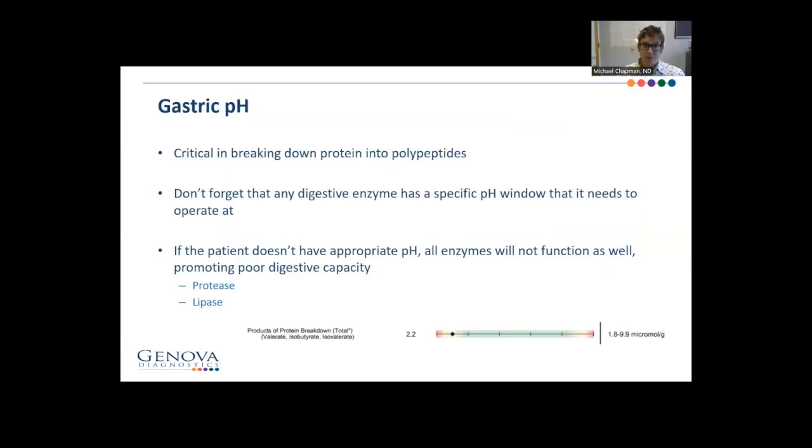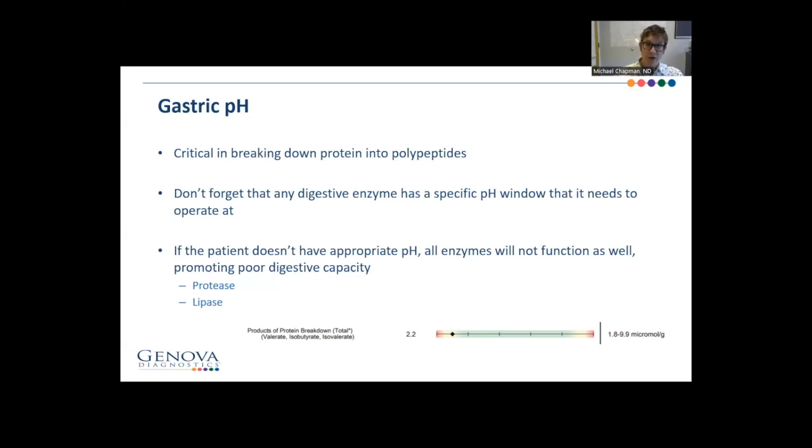So let's talk a little bit about how to have some tools around some of these digestion improvement elements. Gastric pH is critical in breaking down protein into polypeptides. That's one of the main things of pH. It's essentially going to help break apart those bonds in protein. But don't forget that digestive enzymes, whether that's enzymes that help break down fats, sugars, protein, those also have a window of a pH that they operate maximally at.